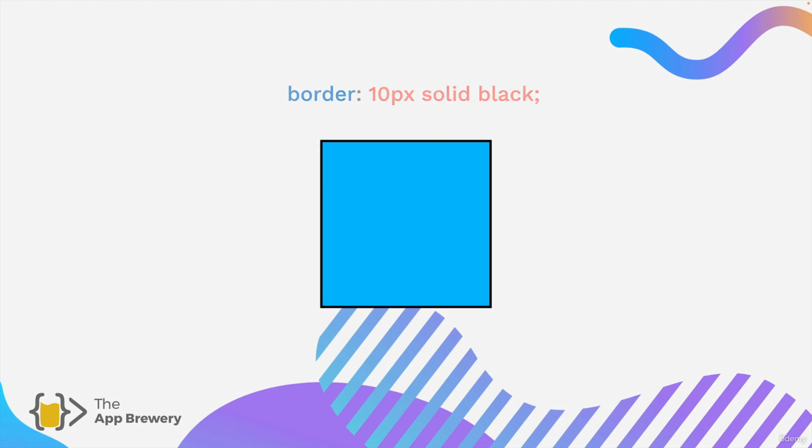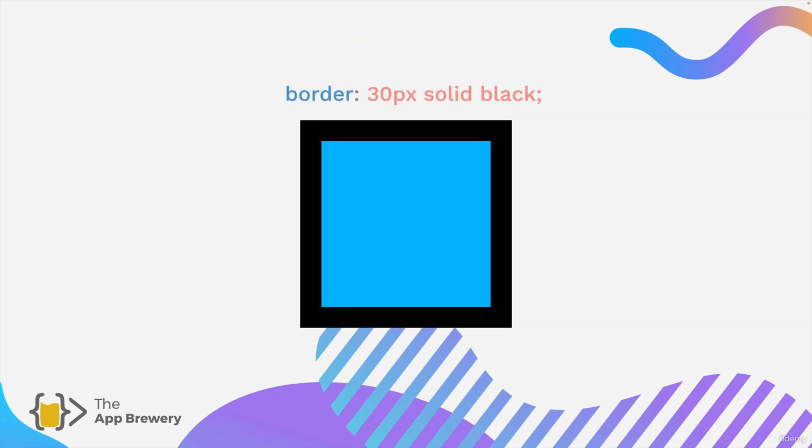So if I was to change the border from 10 pixels to 30 pixels, then we would get a lot thicker of a border. But remember, the important thing is that the height and the width of your HTML element, your box, does not change. It's exactly the same as what it was before. So this border actually goes outwards rather than inwards. And that's the important thing to remember here.